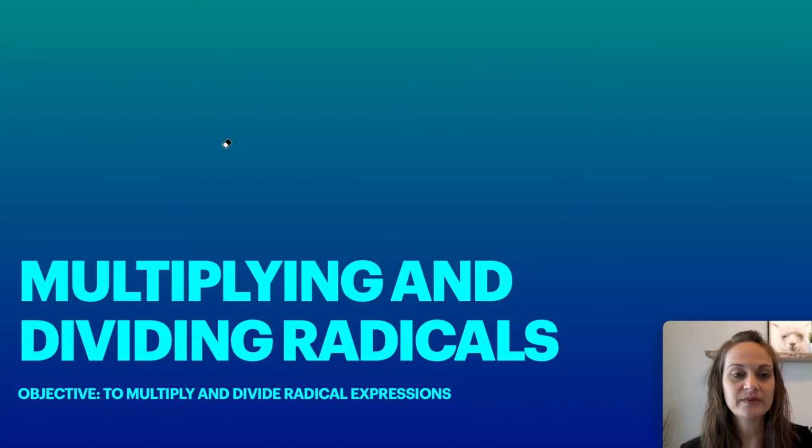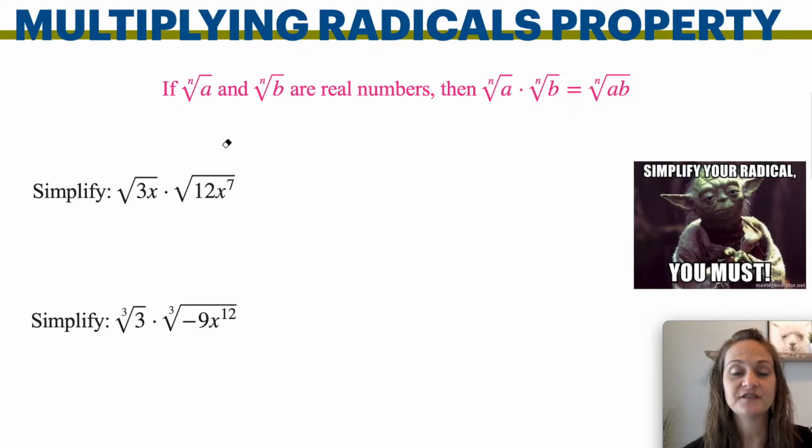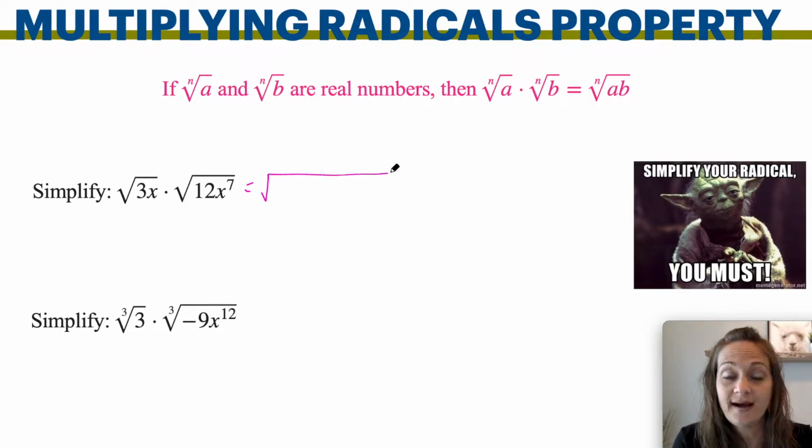In this video, we're going to be discussing how to multiply and divide by radicals. So, the multiplying radicals property: if you have an nth root of a and the same nth root of b, then you can put them under the same index radical and multiply them together. So for example, you have a square root and a square root. Therefore, you can combine: 3 times 12 is 36.